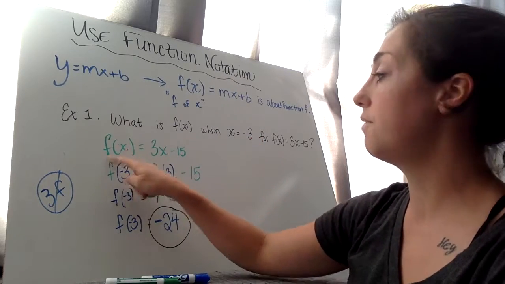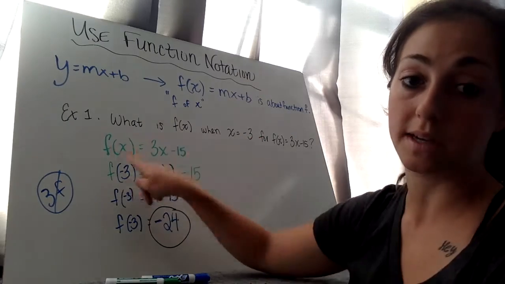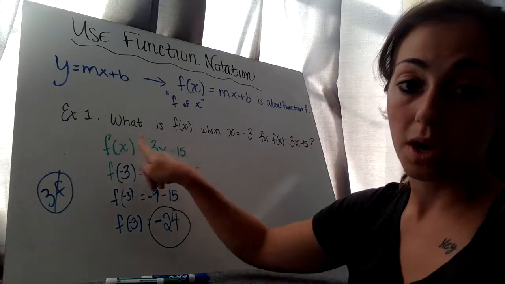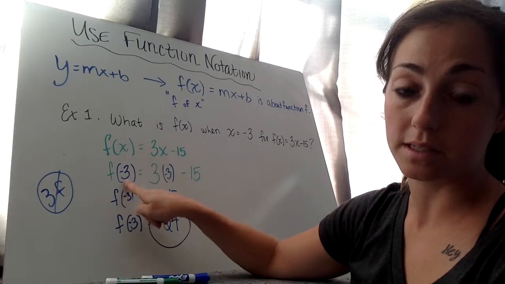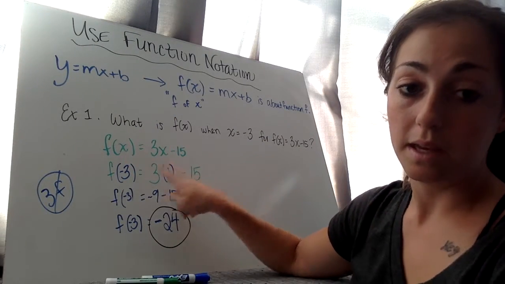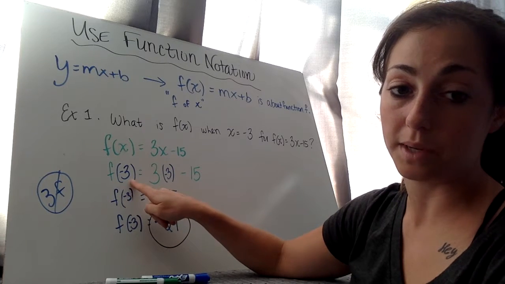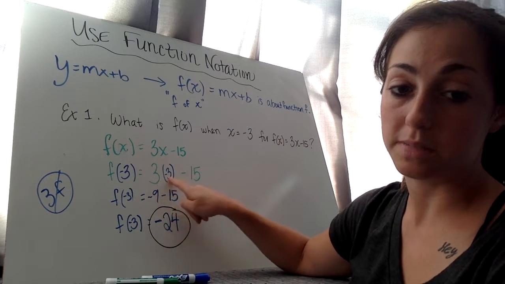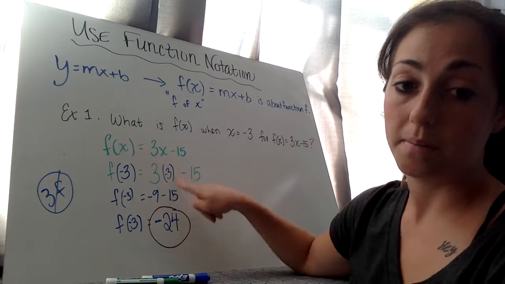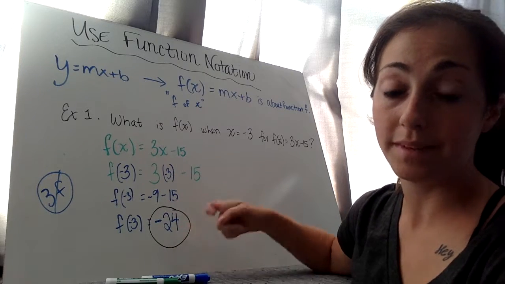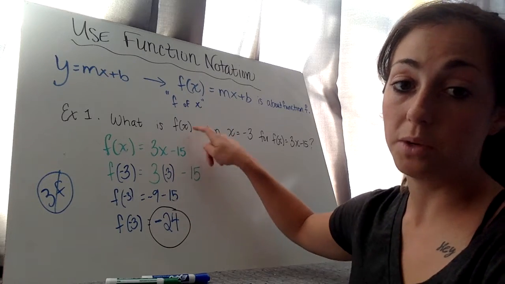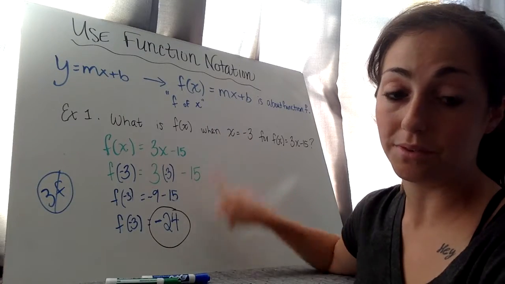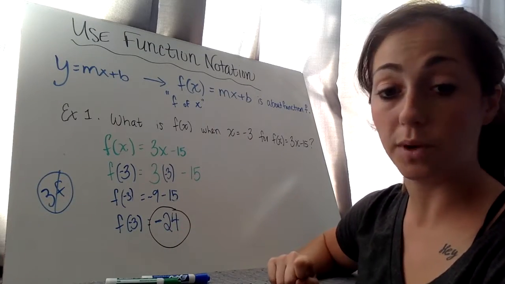So we're looking for f of x. This is the equation. F of x equals 3x minus 15. We're plugging in -3 for x. Okay, so I'm finding f of -3, which is 3 times -3 is -9, minus 15 is -24, and that's my answer. So the value of f of x when x equals -3 is -24.